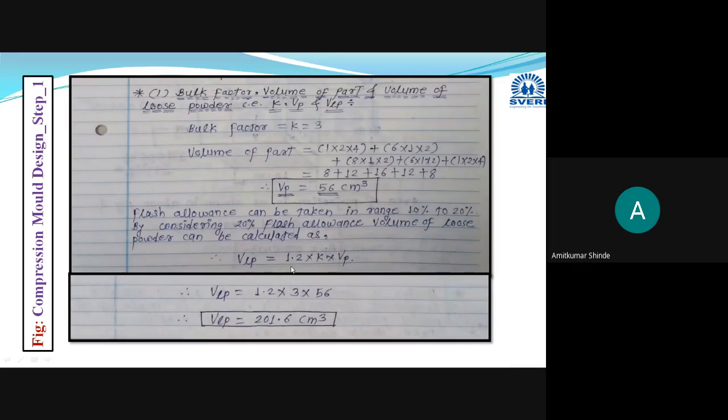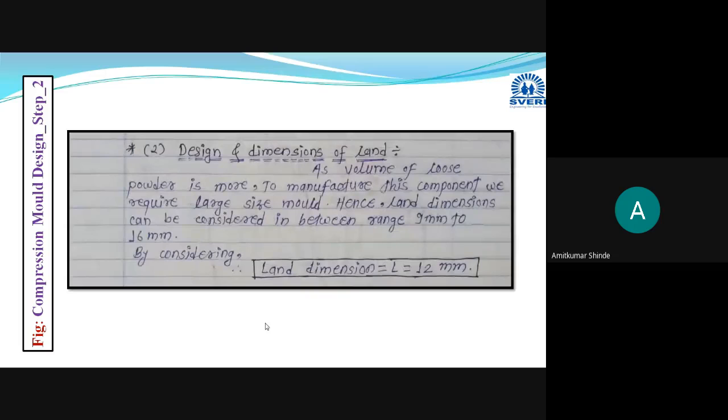By considering the 20% flash allowance, the volume of loose plastic powder is 1.2 K into the volume of the molding, or volume of the part, and this volume of loose plastic powder is 201.6 centimeter cube. As it is more, generally, whenever the volume of loose plastic powder is more than 150 or 200, we have to consider it a large-sized component, and depending on that, the dimensions of the land are provided here in the range 9 to 16 millimeter.